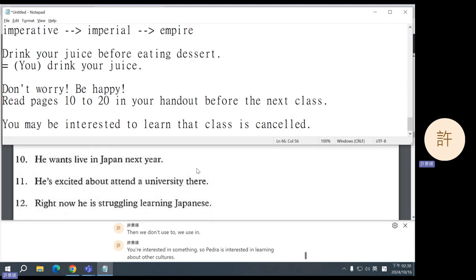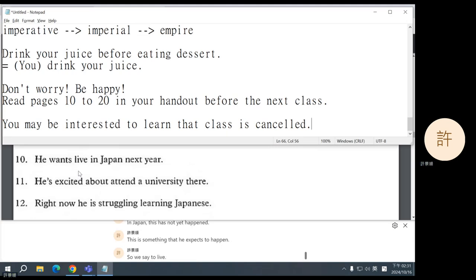Number 10, he wants to live in Japan next year. Good, he wants to live in Japan. This has not yet happened. This is something that he expects to happen. So we say to live, we don't say living. Number 11, he's excited about attend a university there.